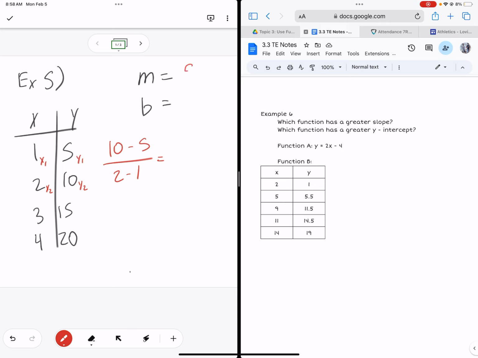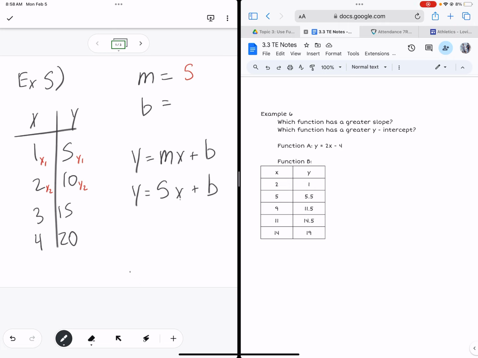5. Yeah, you could say 5 over 1, but it's just 5, right? Now, here is what I want you to get used to doing. You don't have x equals 0. So I want you guys to start using this formula, y equals mx plus b, that we're already familiar with. We just found that the slope is 5.